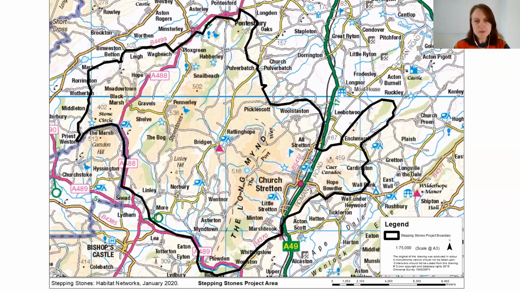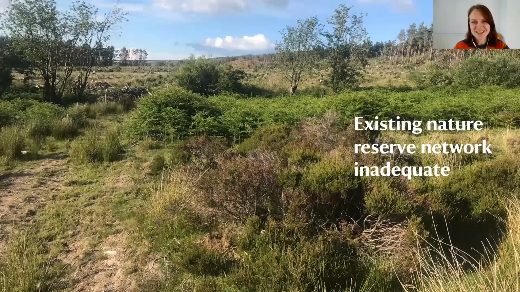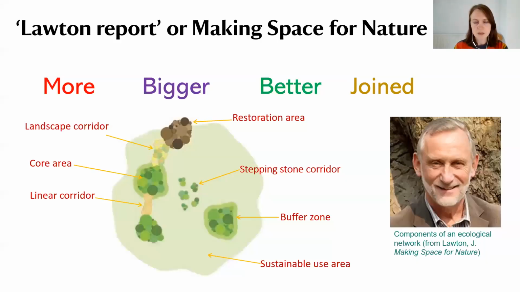And really, the overarching reason for the Stepping Stones project is summed up by this: that the existing nature reserves are inadequate to protect the species that are characteristic of the Shropshire Hills. That results in these species declining, sometimes being lost altogether from the area. And this is really key to the development of the Stepping Stones project.